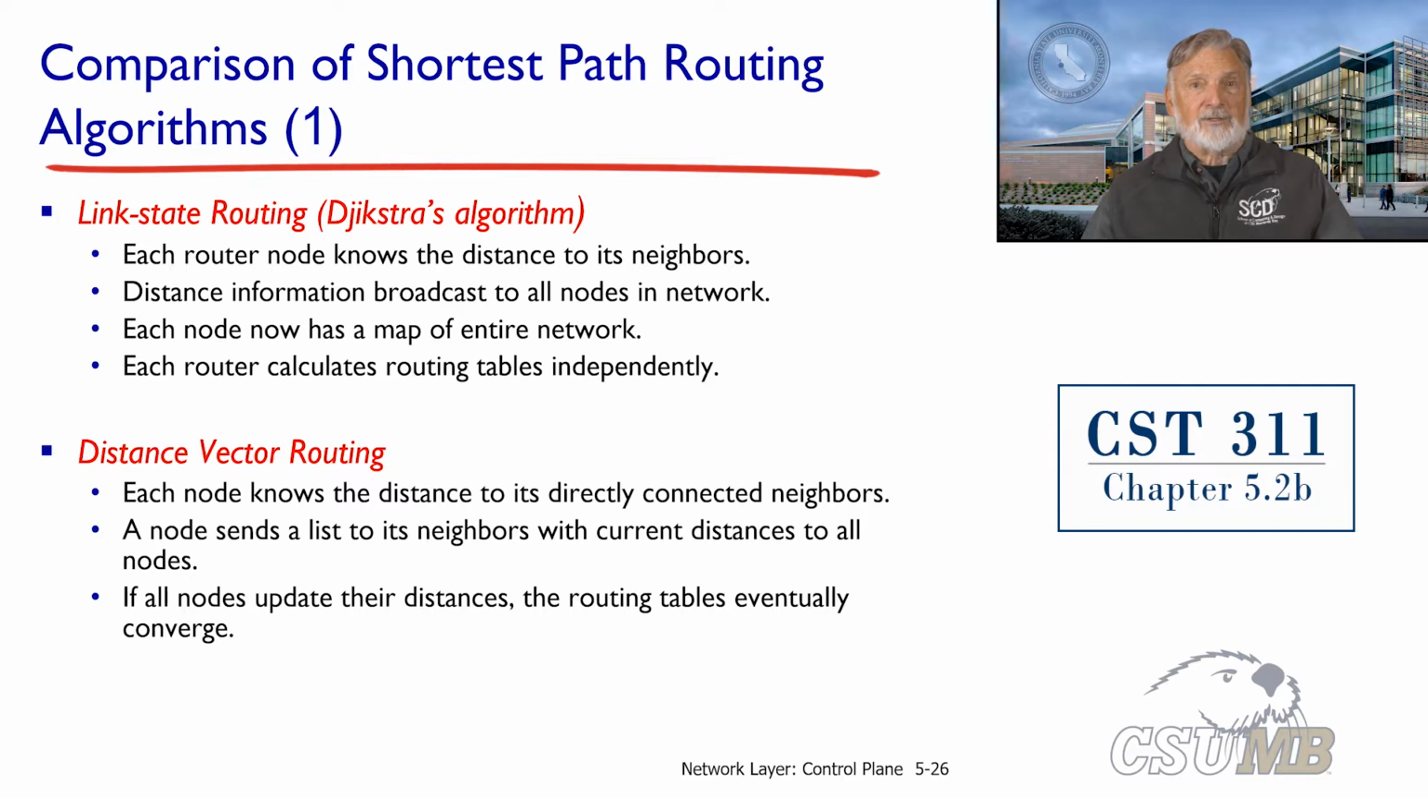Distance vector routing is so named because it involves two factors: the distance, or metric of a destination, and the vector, or the direction it takes to get there. Each router knows the distance to its directly connected neighbor. Routing information is only exchanged between directly connected neighbors. This means a router knows from which neighbor a route was learned, but does not know where that neighbor learned that route. A router can't see beyond its own neighbors. If all nodes update their distances, the routing tables eventually converge.